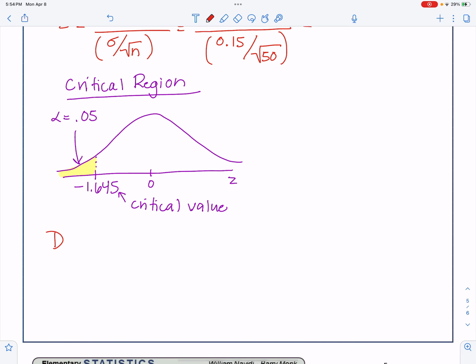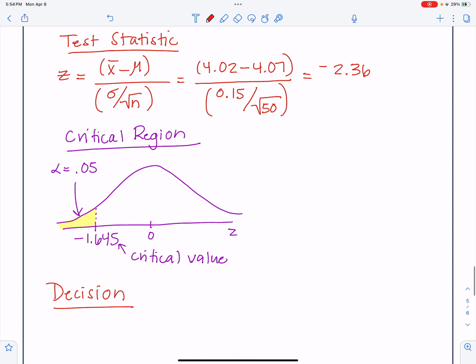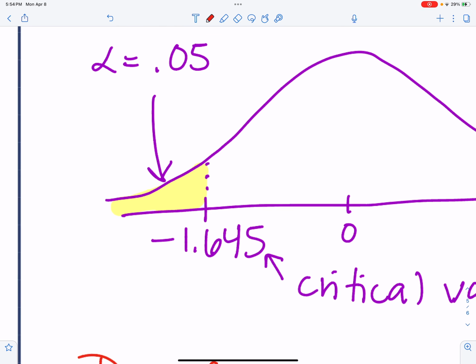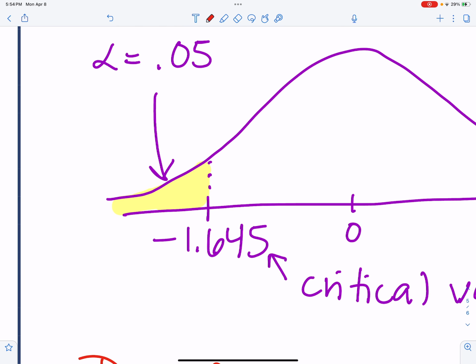Once I have my test statistic and my critical region, I'm going to make my decision. My decision is either to reject the null hypothesis or to not reject the null hypothesis. Those are my only two choices. And I make the decision by looking to see if my test statistic falls within the critical region. Negative 2.36 is definitely less than negative 1.645. It's more negative, so it's somewhere down here.